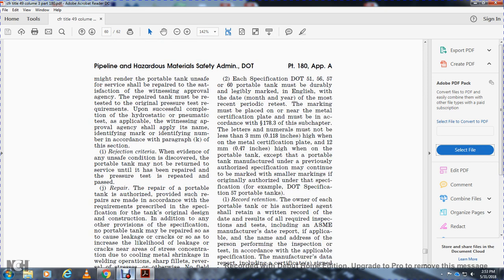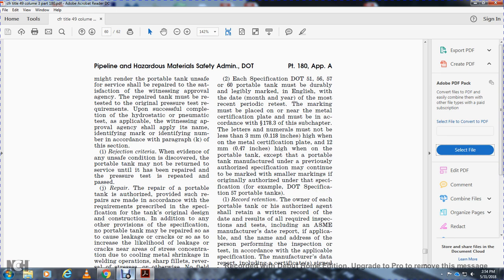2. Each specification DOT 51, 56, 57, and 60 portable tank must be durably and legibly marked in English with the month and year of the most recent periodic retest. The marking must be placed near the metal certification plate, in accordance with 178.3 of the subchapter, and must be not less than 3 millimeters high on the metal certification plate, or 12 millimeters high on the portable tank, except that a portable tank manufactured under a previously authorized specification may continue to be marked with a smaller marking as authorized in the original specification, for example, the DOT specification 57 portable tanks.